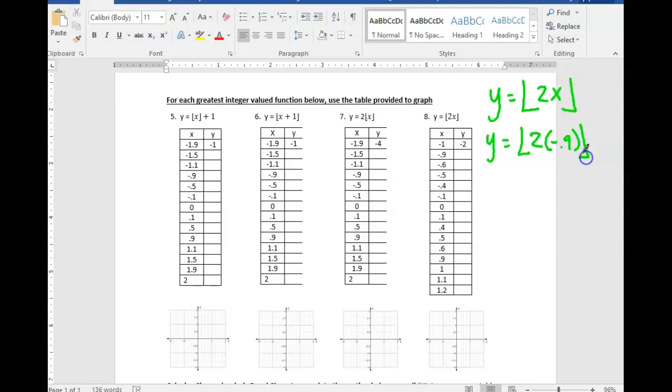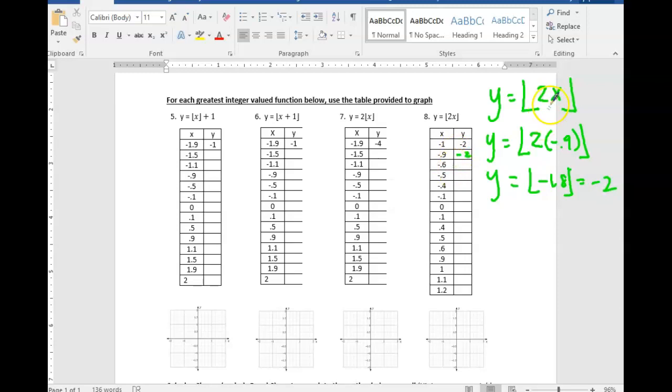There we go. So 2x is now 2 times negative 0.9. Well, 2 times negative 0.9 is negative 1.8. And if I round that down to the nearest integer, I get negative 2. And so that's what this is going to be. Negative 2.